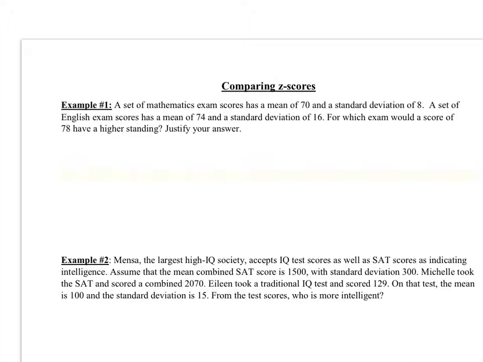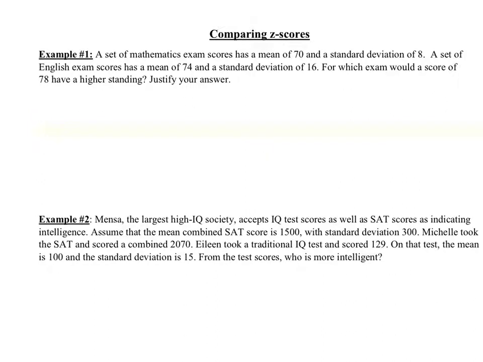Just so we have 2 different situations and we can compare them. That's what z-scores allow us to do. So say there's a math test. The math test has a mean of 70 and a standard deviation of 8, and an English test has a mean of 74 and a standard deviation of 16. Well, let's say you got a 78 on both of them. Which one are you better at?